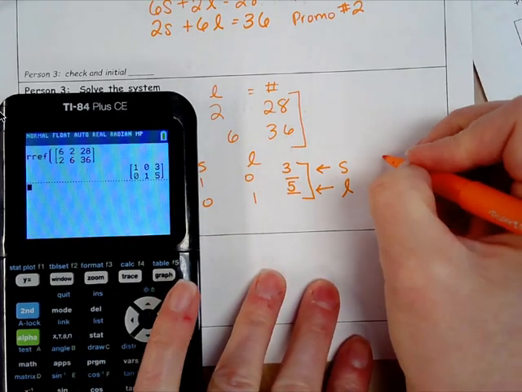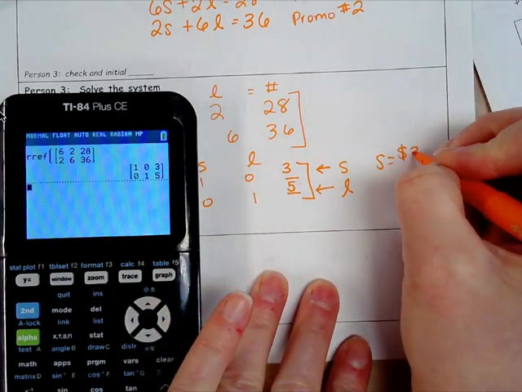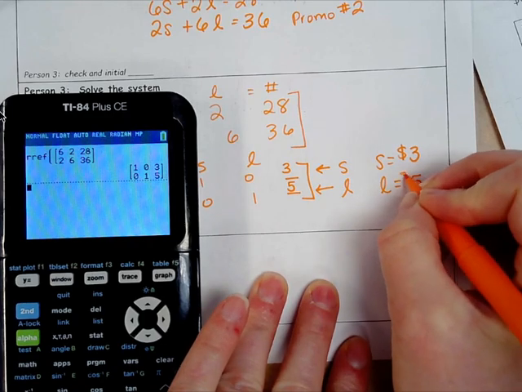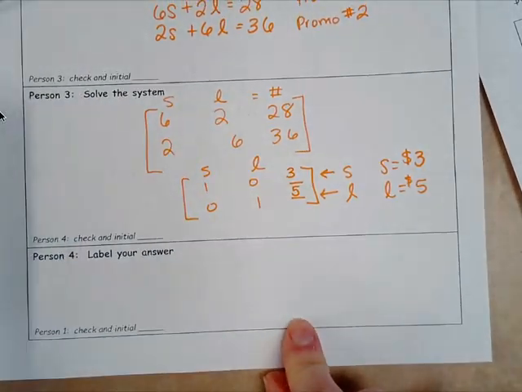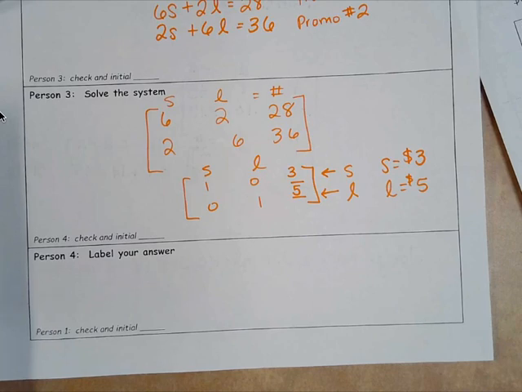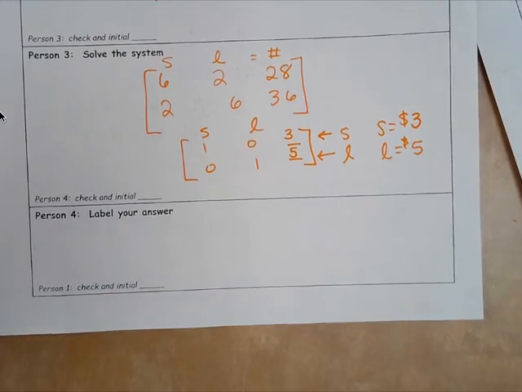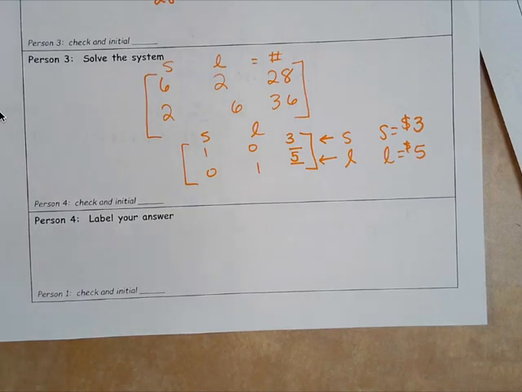So that tells us that the small candle is $3 and the large candle is $5. So write your answer in words. So a way you could write that is the promotional price for a small candle is $3. The price for a large candle is $5.